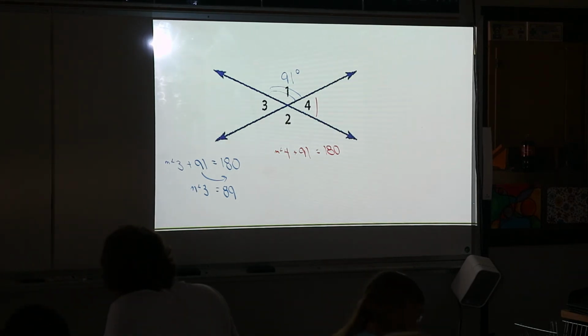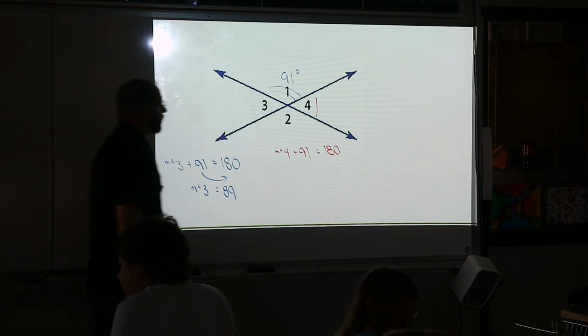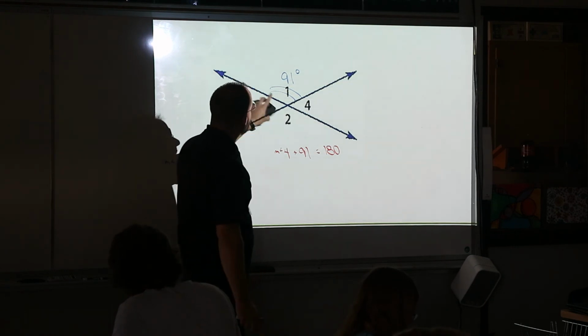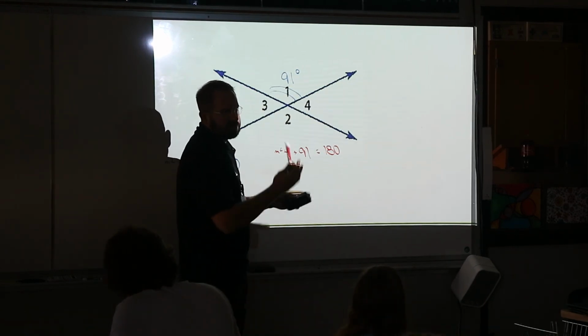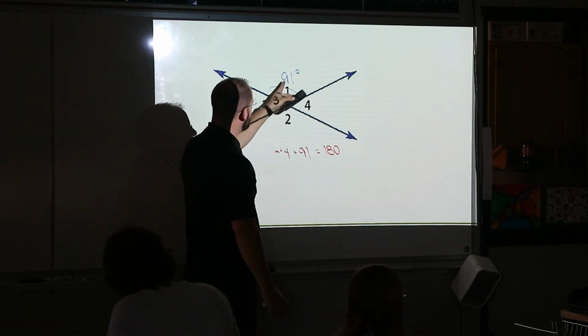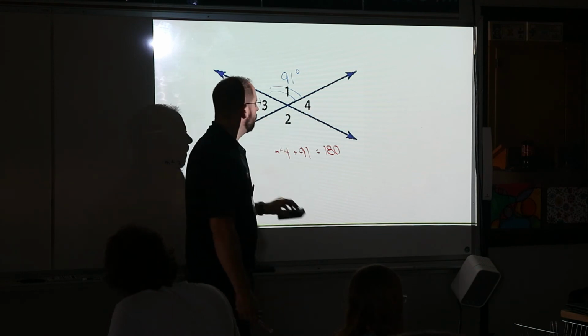So what I want you to know is the angles that are across from each other, 3 and 4, those are equal. 1 and 2, those are equal. So angle 2 is also 91. So if I gave you a picture like this where you know they're straight lines, and it told you that maybe this line intersects this line, you can transfer numbers across the picture really quick.